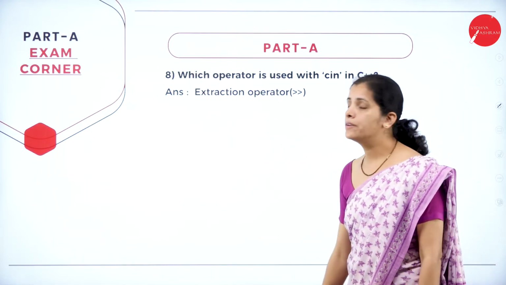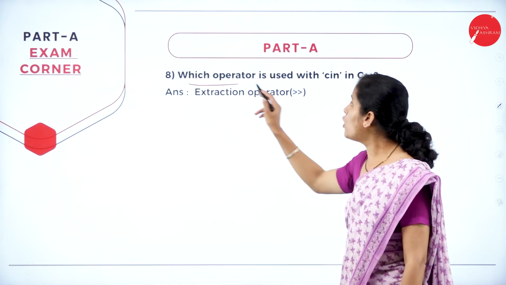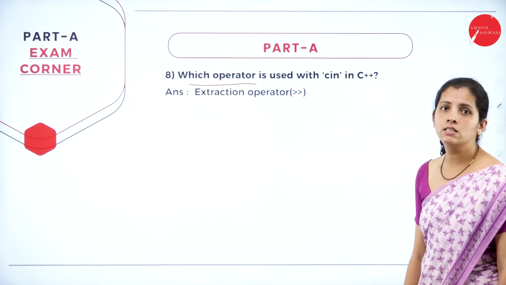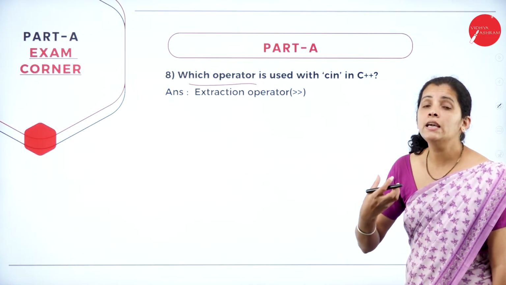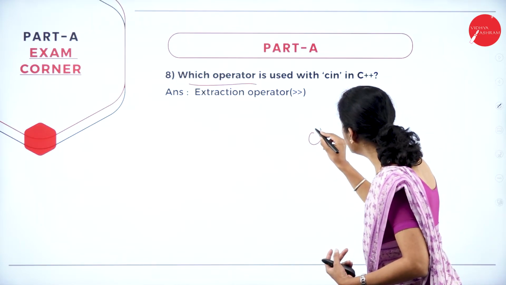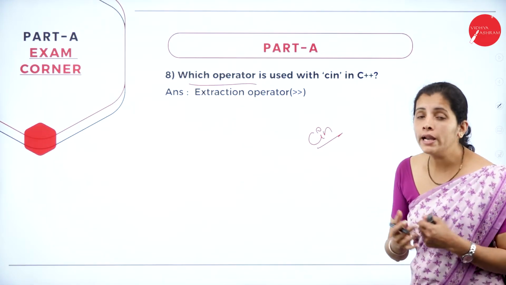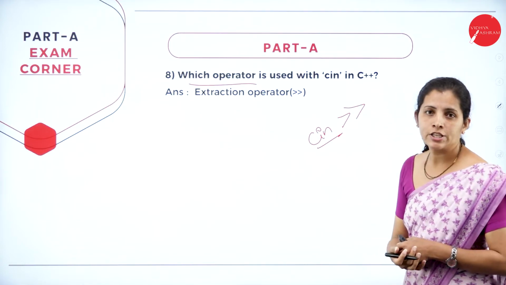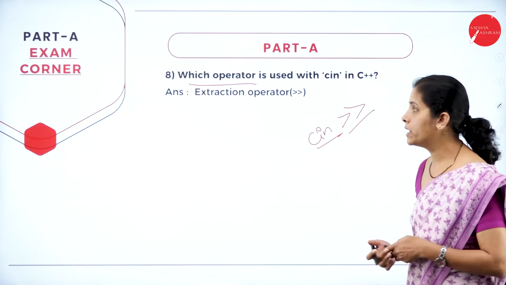Moving further, the eighth question: which operator is used with cin in C++? Now, if I want to read the value from the keyboard, I'm going to use cin. Along with this cin, which operator am I going to use? That is the extraction operator.